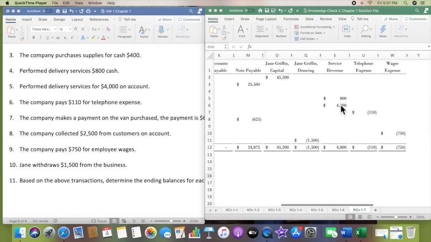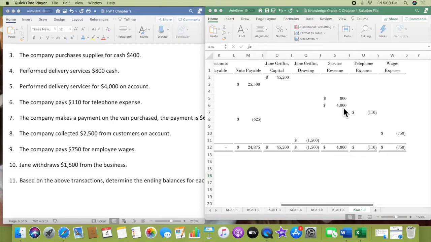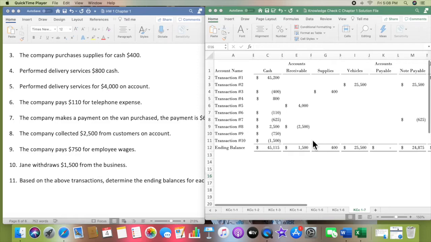And our service revenue account is being impacted because we received that revenue. We didn't receive the actual cash, but we earned that revenue, right? So we earned $4,000 of revenue. So we have our revenue account increasing by $4,000.